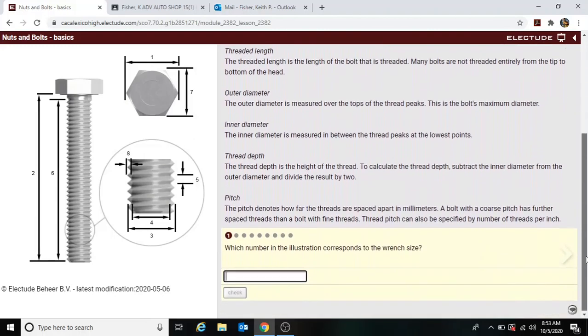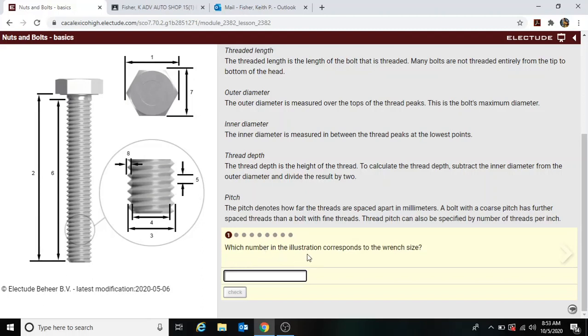Thread depth, I'm going to read that one to you. The thread depth is the height of the thread. To calculate the thread depth, subtract the inner diameter from the outer diameter and divide the result by 2. We'll go over this in another question later. And pitch. Okay, that's the distance right here.